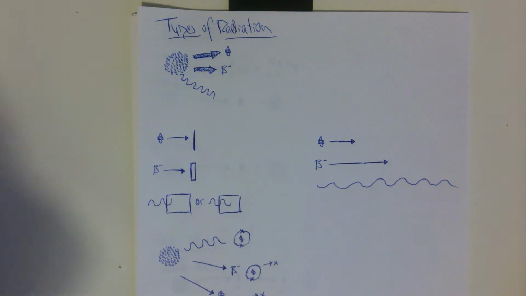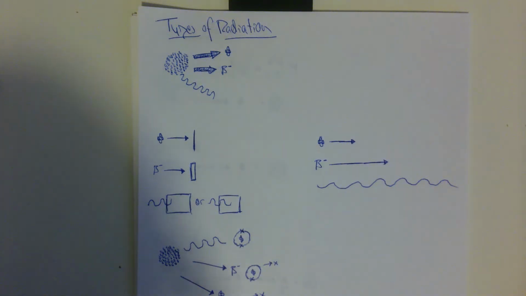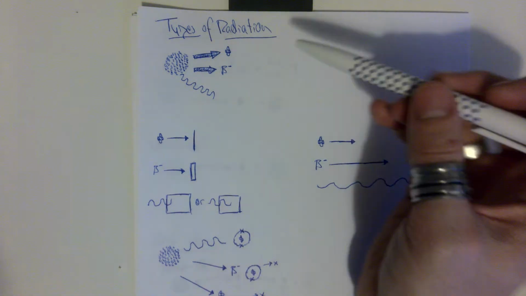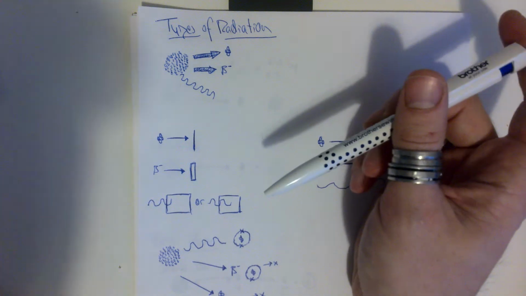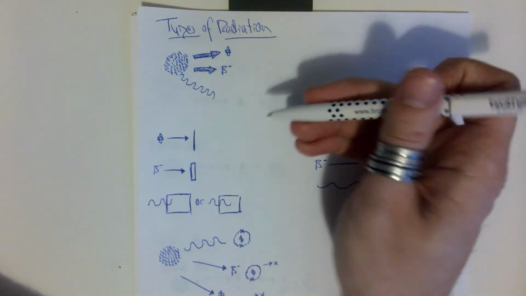Welcome to this revision tutorial looking at the types of radiation and their properties. Now, when we're talking about what we need to know for GCSE physics and types of radiation, there are three types of radiation that we need to know, as are represented on this diagram here.